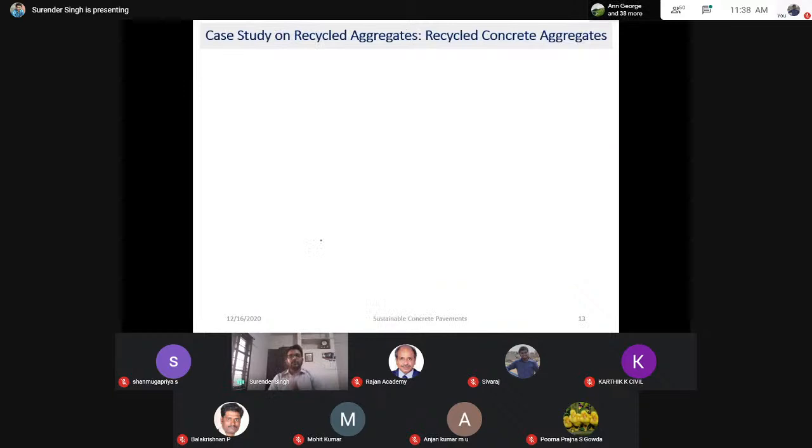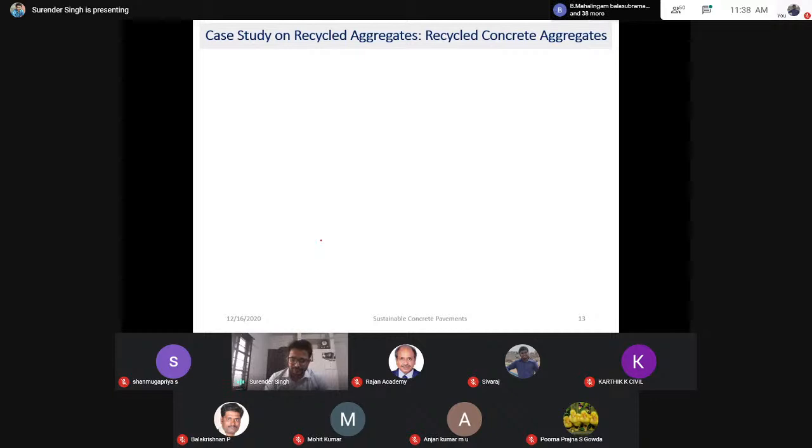What is the methodology? Whenever you see some recycled aggregate, first mechanically and chemically characterize it, and then use it in concrete, see how it is affecting your fresh property, see how it is affecting your mechanical properties, and most importantly, how it is affecting your durability performance.